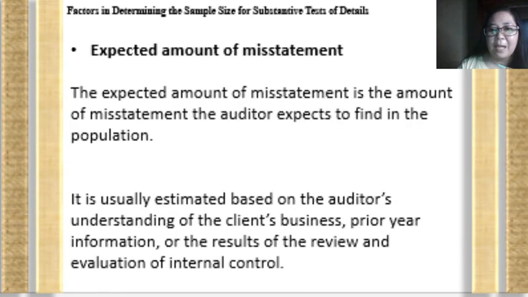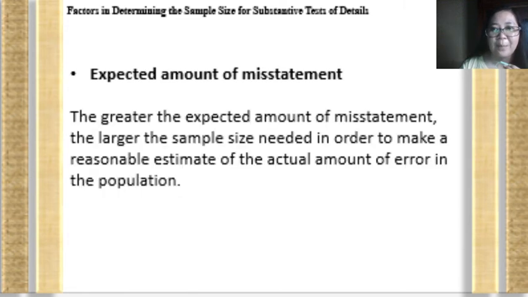So another factor is expected amount of misstatement. This is the amount of misstatement the auditor expects to find in the population. This is usually based on the auditor's understanding of the entity's business, prior information, or even the result of the review and evaluation of their internal control. So the greater the expected amount of misstatement, the larger the sample size, of course, for the auditor to detect this misstatement and to make a reasonable estimate of the actual amount of error in the population.